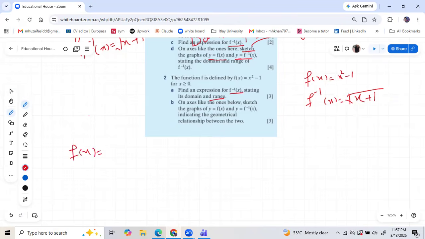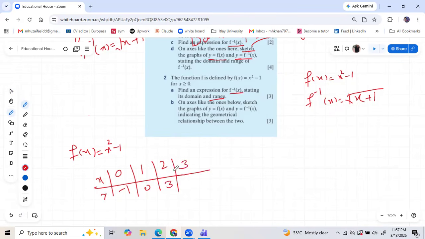If we are drawing the graph of f of x equals x squared minus 1, this is your x, this is f of x. When we set 0, this is minus 1. When we set 1, this is 1 squared, 1 minus 1, this is 0. When we set 2, this is 2 squared, 4 minus 1, this is 3, and same for 3, this is 3 squared, 9 minus 1, this is 8. If we put minus 1, this is minus 1 squared, positive 1, 1 minus 1, this is 0. Also if we set minus 2, this squared is plus 4, 4 minus 1 is equal to 3.